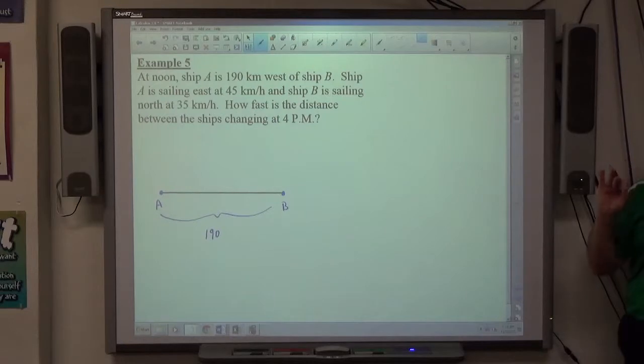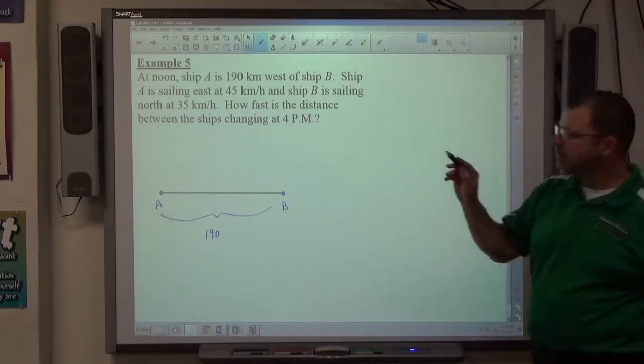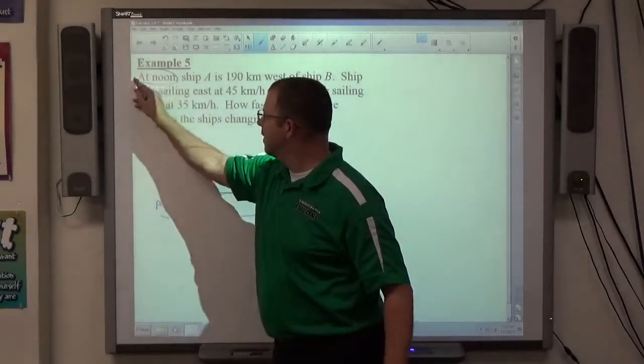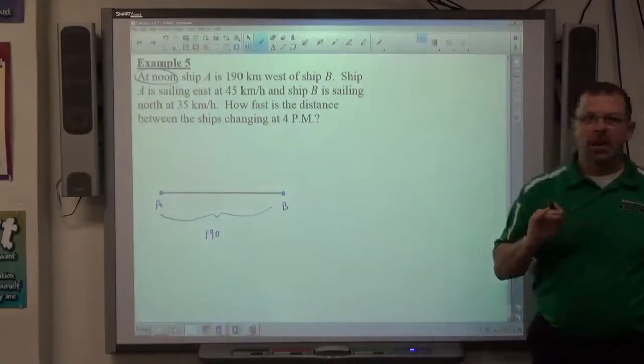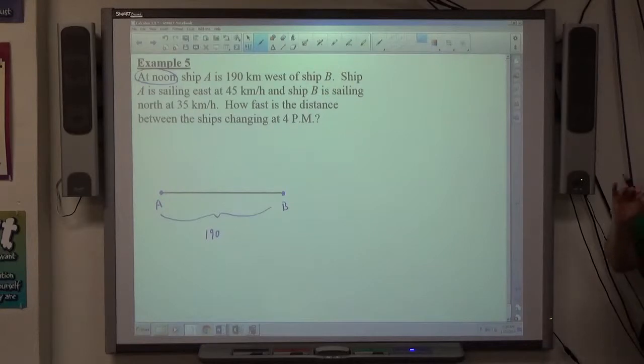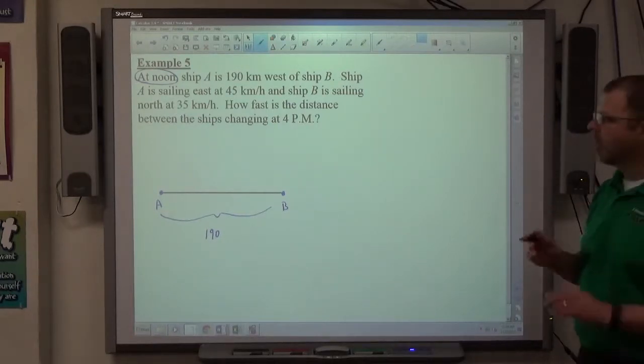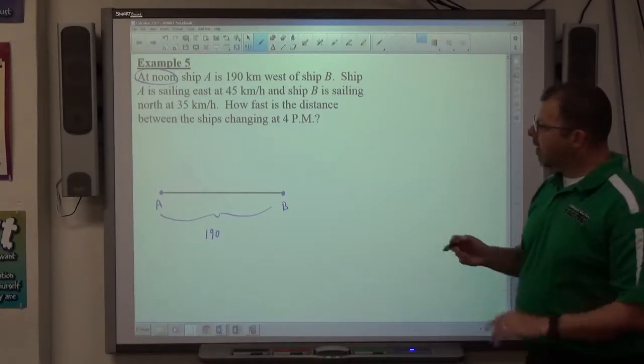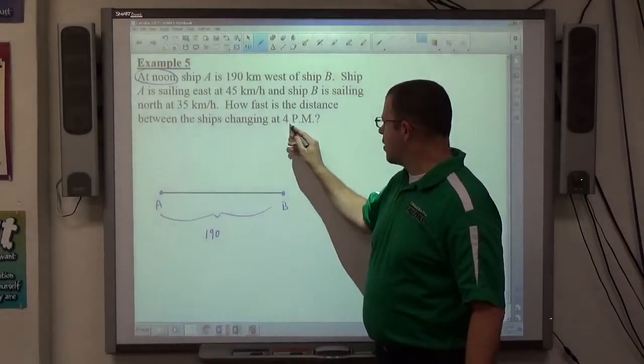The fact that they were exactly 190 apart at that moment in time at noon, 12 p.m., that's the exact distance apart. That's not going to change. They're going to move from where they're at, but the fact that they were exactly 190 apart at noon is not going to change. That's where they were at noon. So I went ahead and put 190 on the front. All right, and the final statement says that we have to worry about 4 p.m.